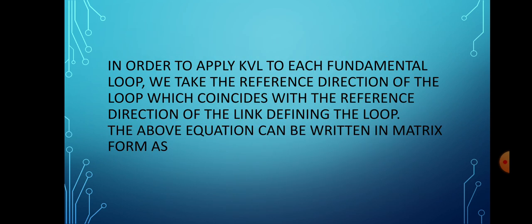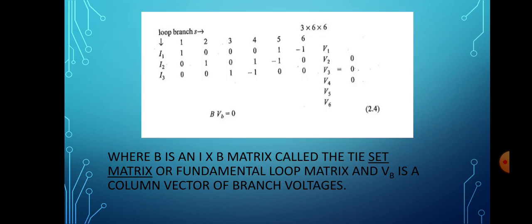In order to apply KVL to each fundamental loop, we can take the reference direction of the loop which coincides with the reference direction of the link defining the loop. The above equation can be written in matrix form with loops I1, I2, I3 as rows and branches 1 to 6 as columns: 1, 0, 0, 0, 1, minus 1; 0, 1, 0, 1, minus 1, 0; 0, 0, 1, minus 1, 0, 0.